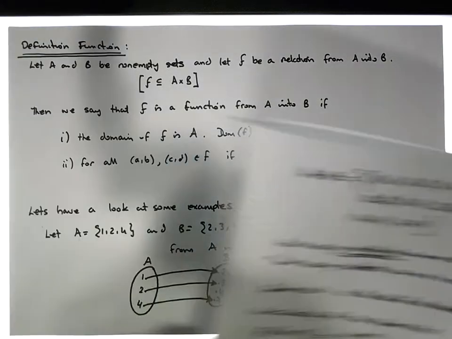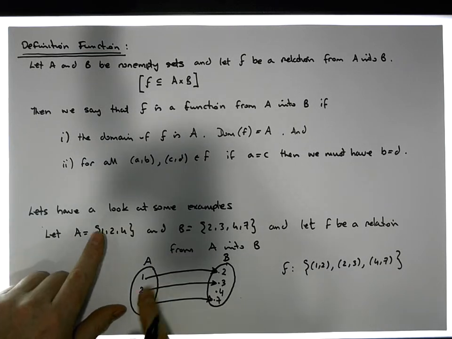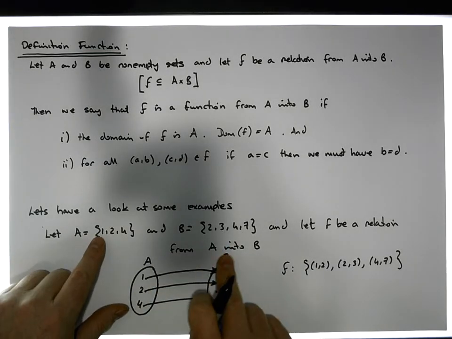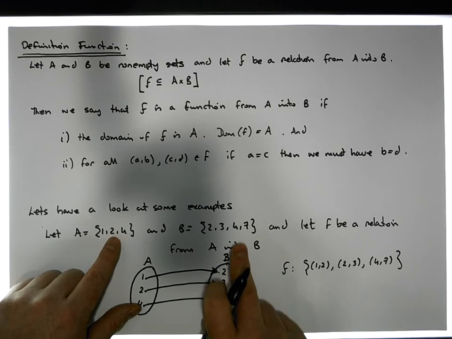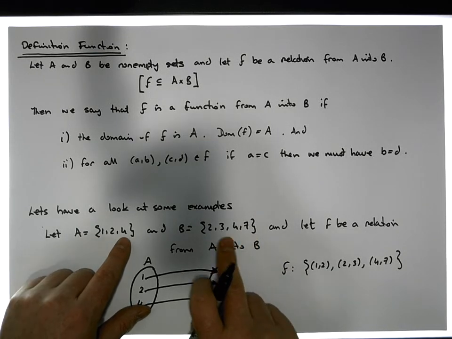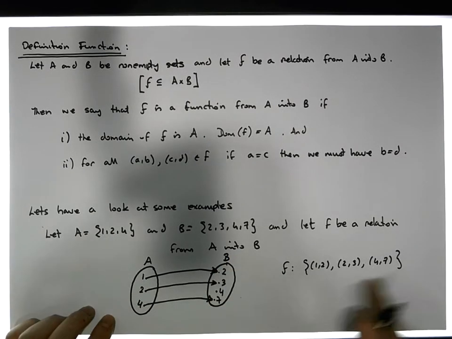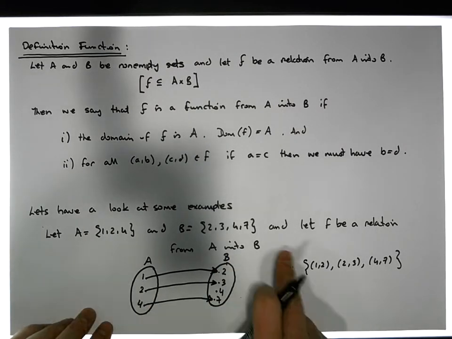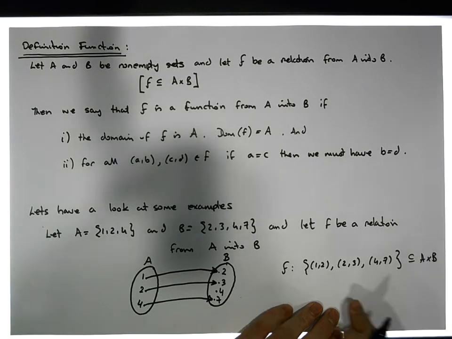If you think about it, the cross product of A with B is: 1 goes to 2, 1 goes to 3, 1 goes to 4, 1 goes to 7, 2 goes to 2, 2 goes to 3, 2 goes to 4, 2 goes to 7, 4 goes to 2, 4 goes to 3, 4 goes to 4, and 4 goes to 7. So F is a subset of A cross B, and hence it is a relation.